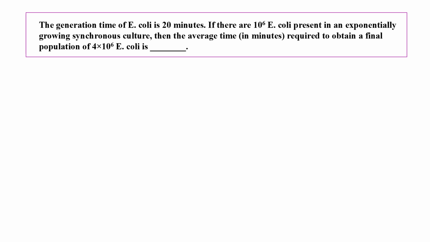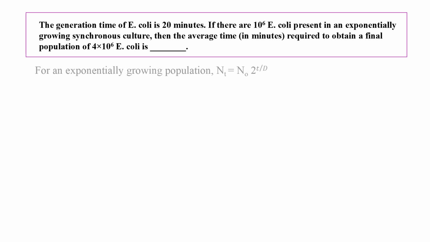The first question is: the generation time of E. coli is 20 minutes. If there are 10 to the power 6 E. coli present in an exponentially growing synchronous culture, then the average time in minutes required to obtain a final population of 4 into 10 to the power 6 E. coli is.